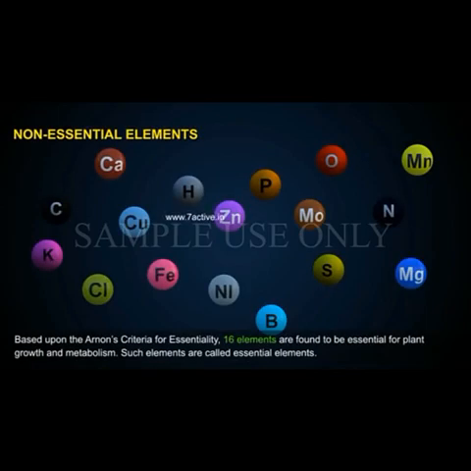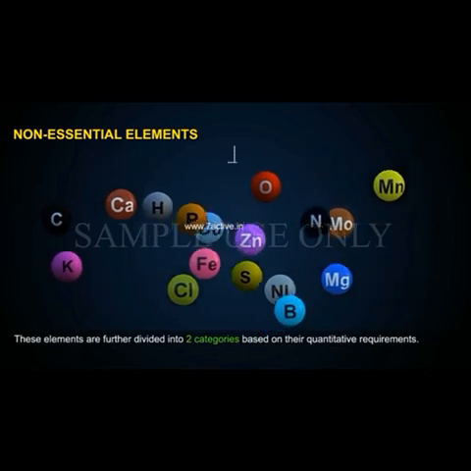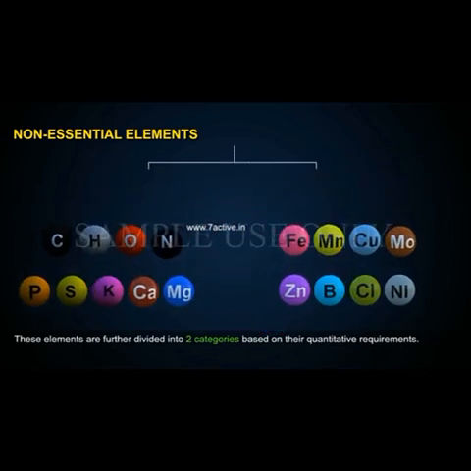Based upon the above criteria for essentiality, 16 elements are found to be essential for plant growth and metabolism. Such elements are called essential elements. These elements are further divided into two categories based on their quantity requirements. Those are macronutrients and micronutrients.